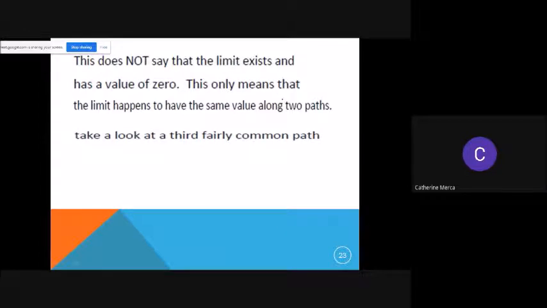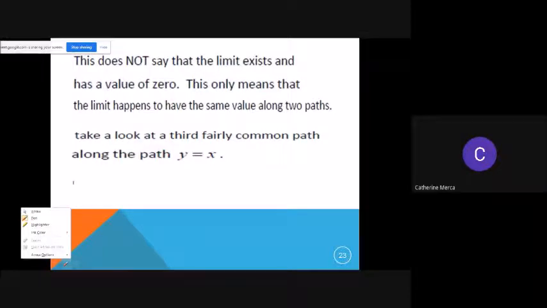So take a look at the third fairly common path, which is the path along y equals x. Y equals x is the shape of this path. Sorry, that was a mistake: y equals x. And what about this path? If you approach the point 0, 0 along it, do you think the limit is still equal to 0?